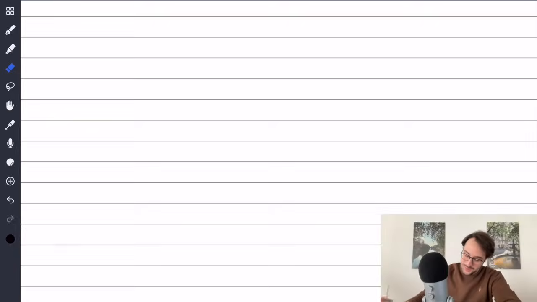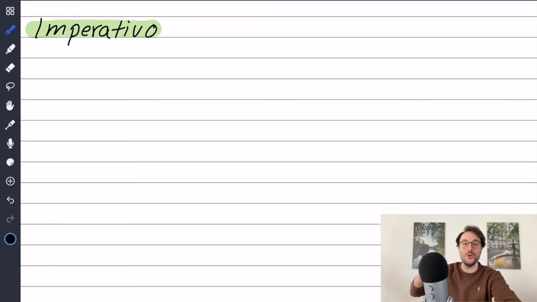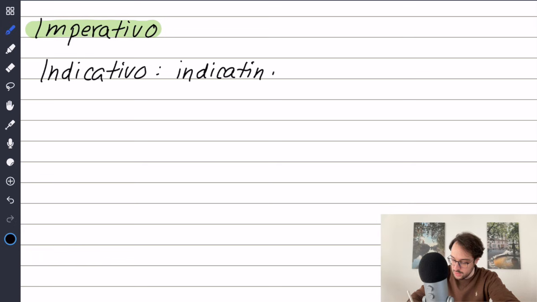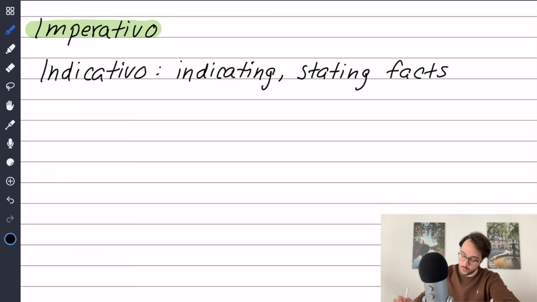All right. So when I say imperativo, what does that even mean? So the imperativo is yet another mood in Italian. So we've discussed thus far the indicativo. The indicativo is when you indicate something. You're just stating a fact. So I'm going to say indicating, or I'm also going to say stating facts. There we go.